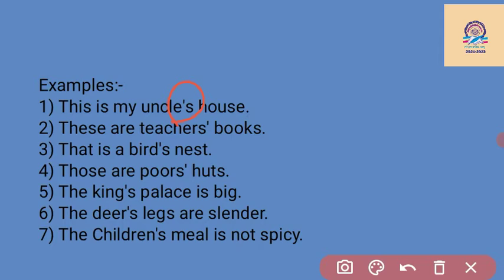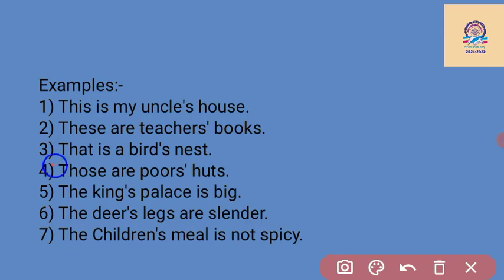Then the second example, these are the teacher's books. So the books show the relationship with the teacher. And remember it carefully: if the noun is plural, we have to put the apostrophe after s. And if the noun is singular, then we have to put the apostrophe first, then s.